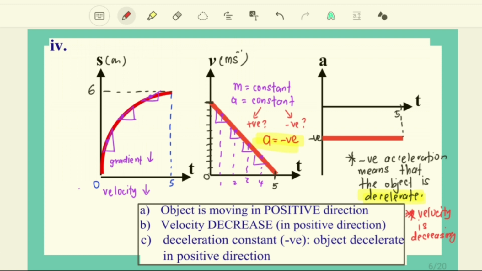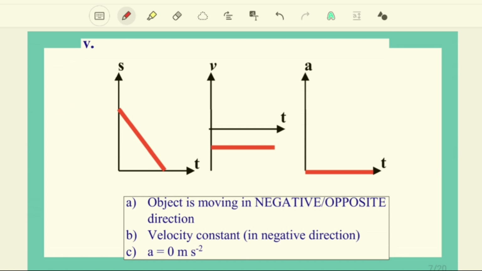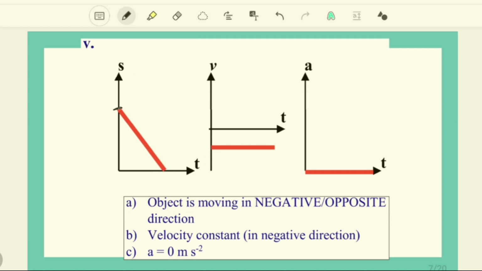Okay, so next. How about this one? Okay. Object is moving in negative or opposite direction. Yes. Okay, the object is still moving. Okay, let's say it starts at point of 6 meter. Contohnya kan. At 6 meter. So, at 0 second, the position of the object is at 6 meter. Lepas tu, 1 second, 2 second, 3 second, 4 second, 5 second, 6 second. Until 6 second, dia sampai dekat 0 meter.